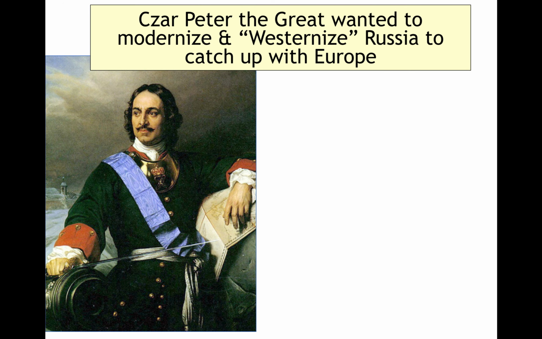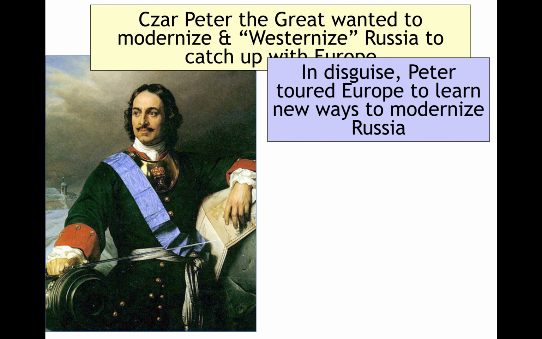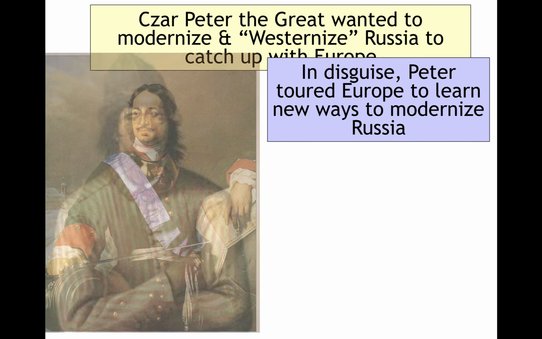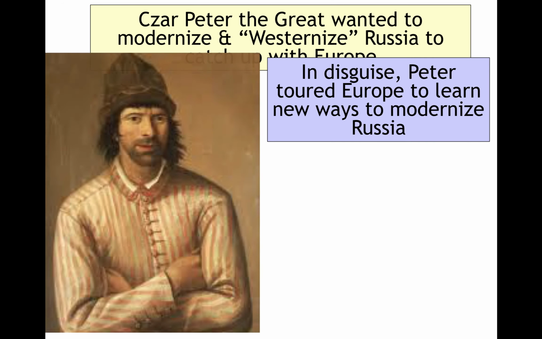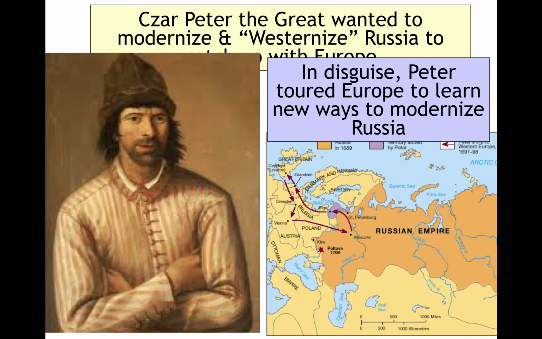Tsar Peter the Great wanted to modernize or westernize Russia to catch up with Europe. He will travel in disguise throughout Europe to learn new ways, and he doesn't travel being known as Peter, Tsar of Russia. He travels and spends years in Europe working on shipyards, training with military, seeing how they're trained, learning how to build ships by hand, seeing how Europeans dress, right? Seeing what kind of food they eat, what kind of music they listen to, all of it that he sees as important for Russia to copy.